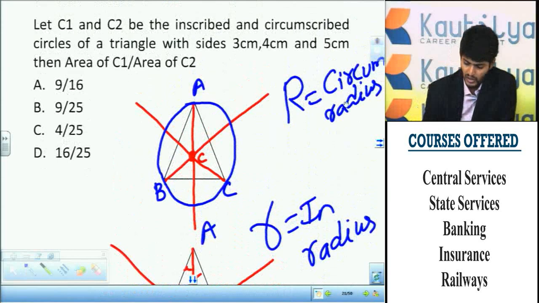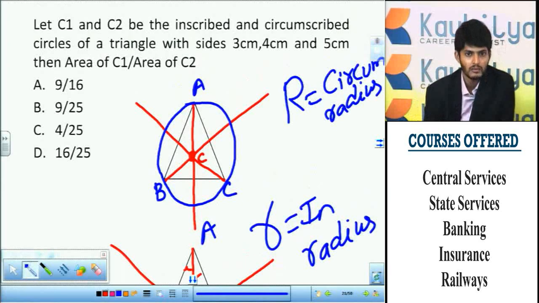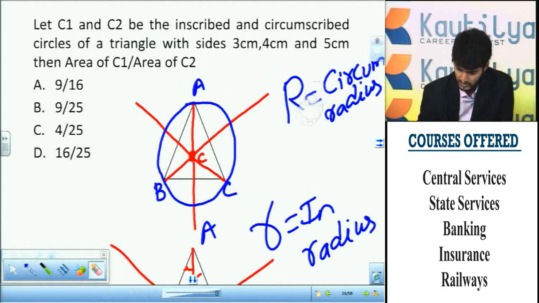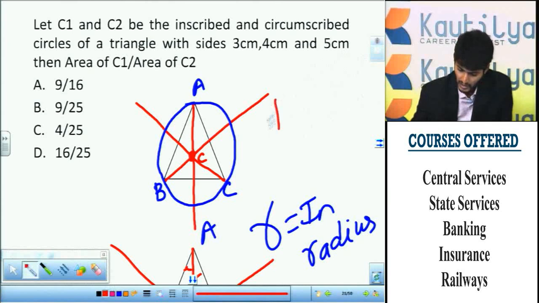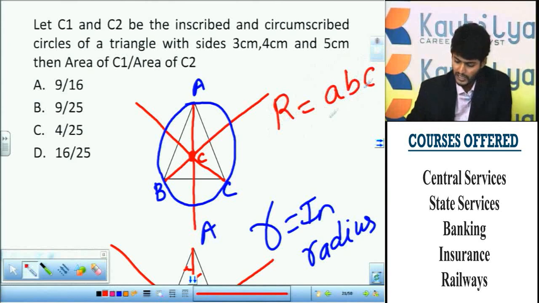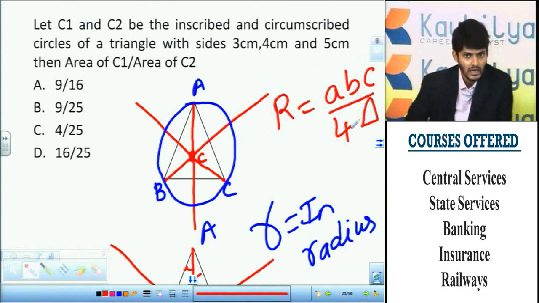Suppose I want to calculate the relation between capital R and the three given sides of this triangle, which are a, b and c. So the formula which captures the relation between your circumradius and the three sides of a triangle is, let me write it here, capital R is equal to abc, the sides of the triangle, divided by 4 delta. You might be curious to know what is meant by delta. Delta means the area of the given figure. Here it is the area of a triangle.